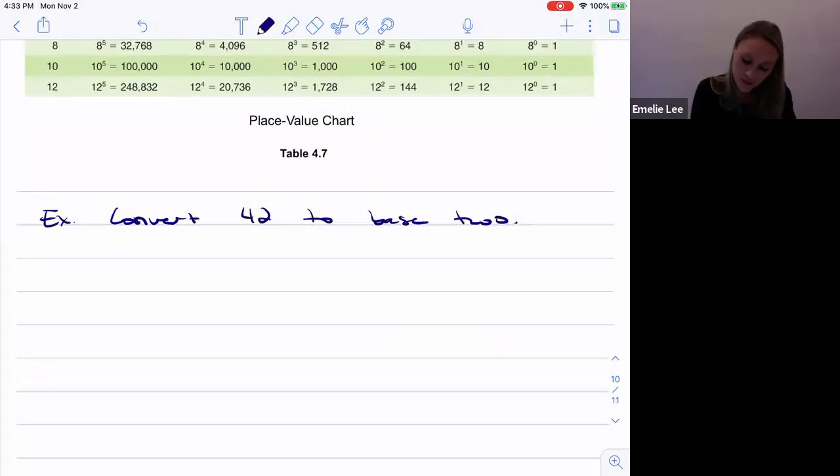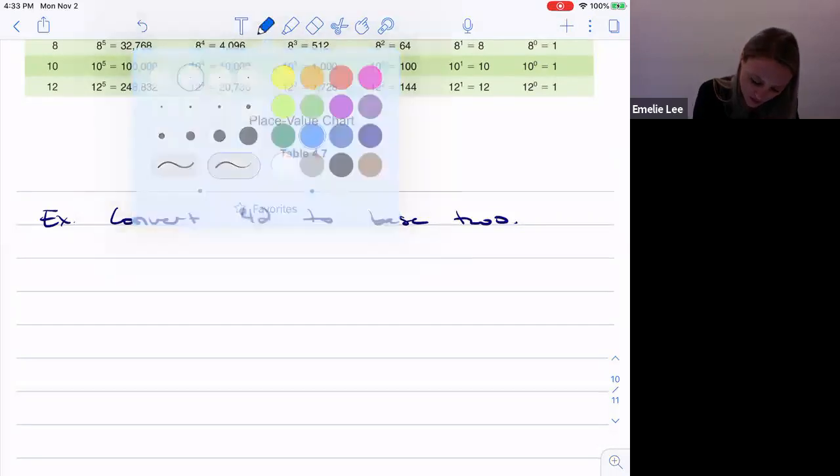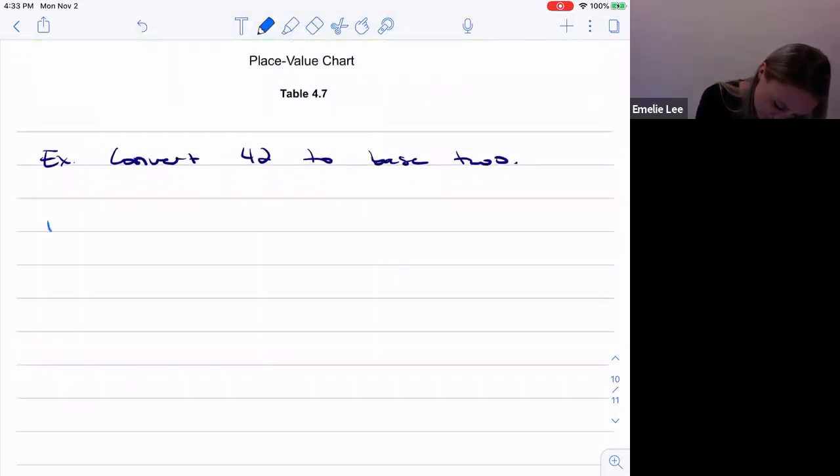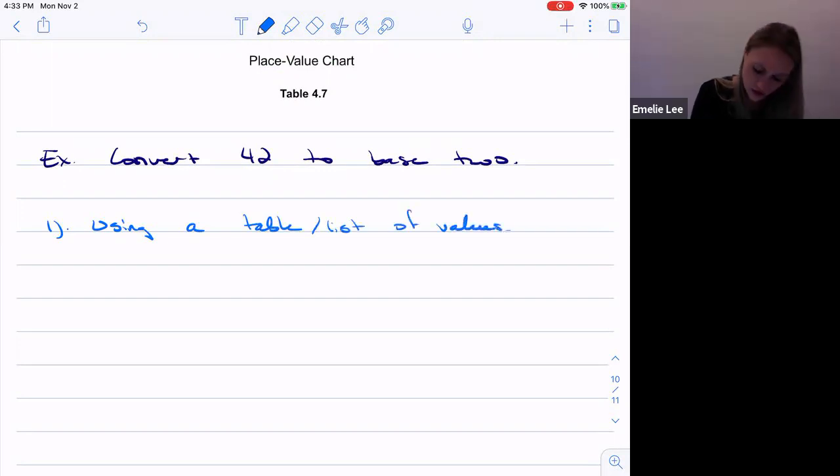So the first thing I'm going to do is solve it first using a table or a list of values. That's the first way I'm going to solve it. And then the second way is I'm going to use repeated division. So if I've got base 2, then I need to have a quick reference up till 42 of my powers of 2.